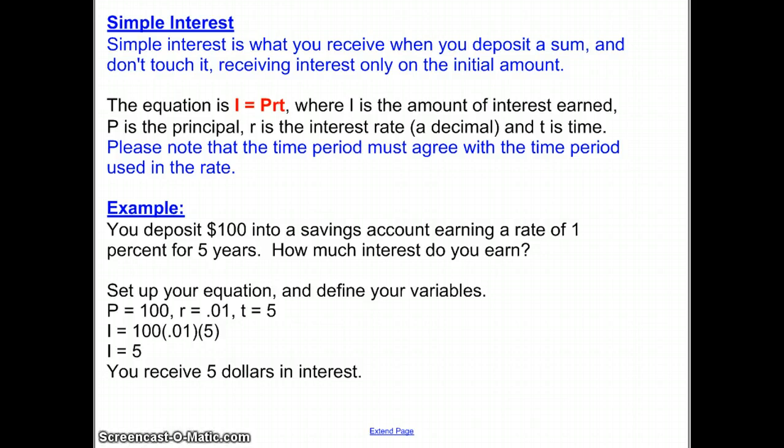Here's your example. You deposit $100 into a savings account earning a rate of 1% for 5 years. How much interest do you earn? So we're going to define our variables and set up our equation. In this case, P is 100, R is 0.01, and T is 5. So I equals 100 times 0.01 times 5. I equals 5. You receive $5 in interest.